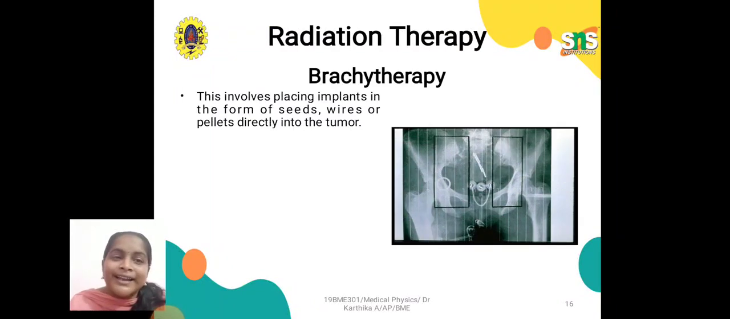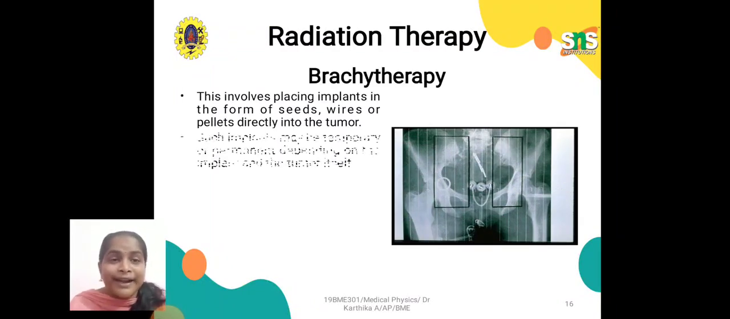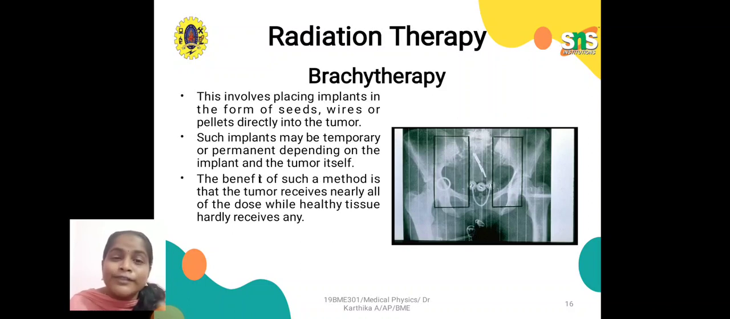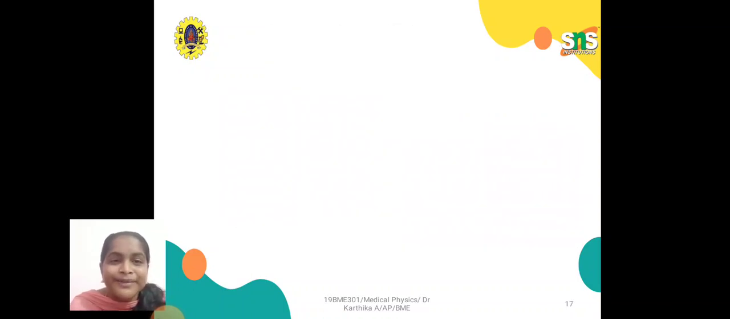Okay, and radiation therapy using brachytherapy. This involves planning and placing implants in the form of seeds, wires, or pellets directly into the tumor. Such implants may be temporary or permanent depending on the implant and the tumor itself. Here, the tumor receives nearly all of the dose while healthy tissue hardly receives any. This is the main benefit of brachytherapy.